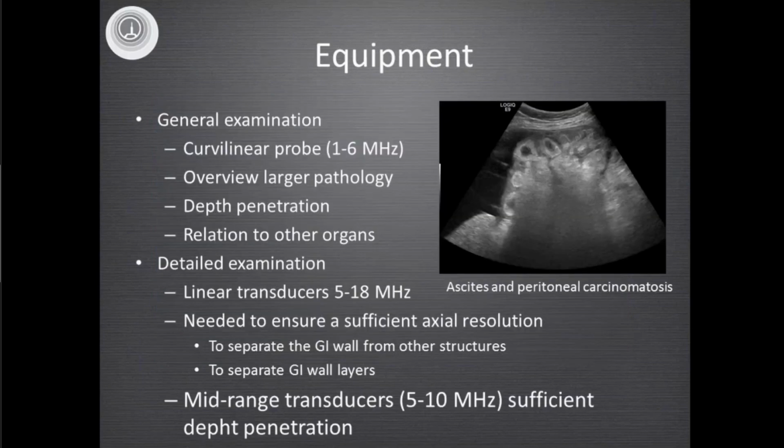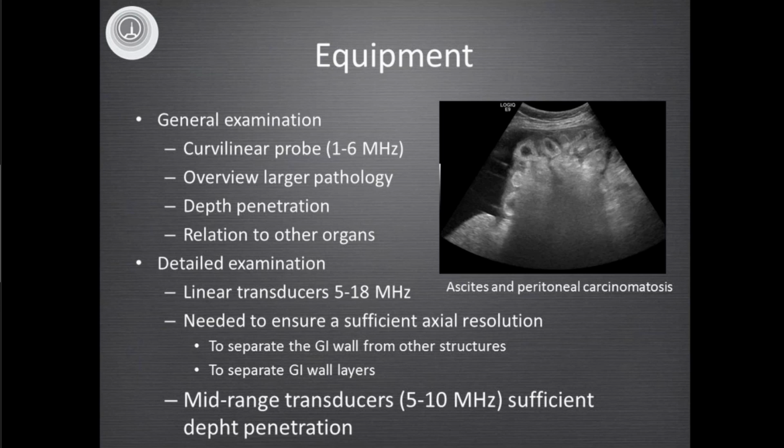So to the equipment. Starting, you need a general curvilinear abdominal probe in combination with a mid to high frequency probe. Now, what exactly is a high to mid frequency probe? Opinions tend to differ, but in particular in the case of gastrointestinal ultrasound, we consider probes with ranges starting at 5 megahertz and up as this category.